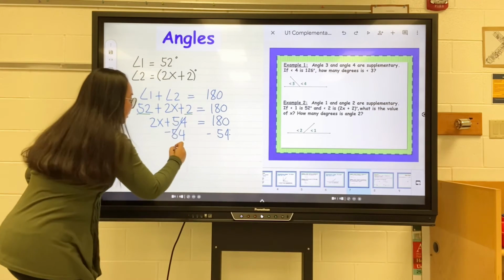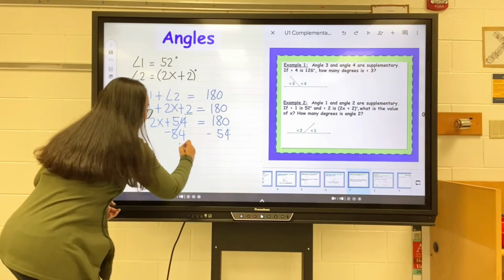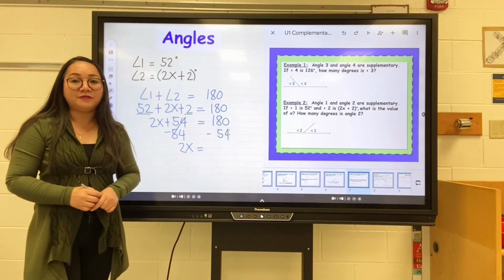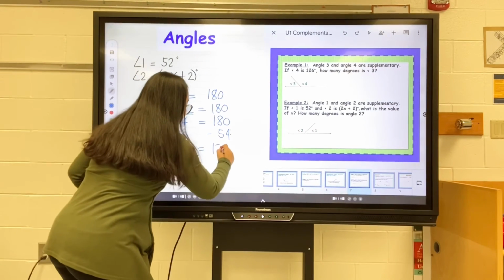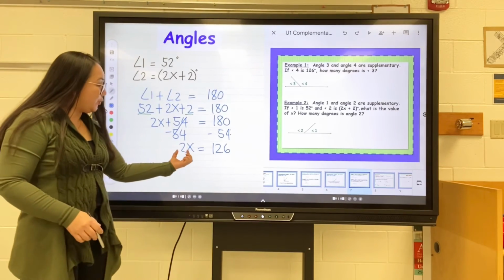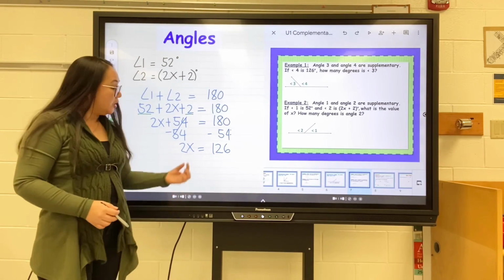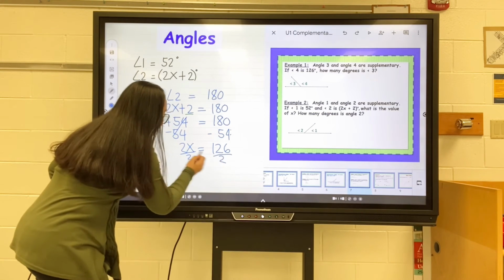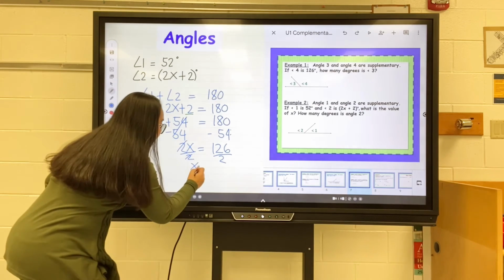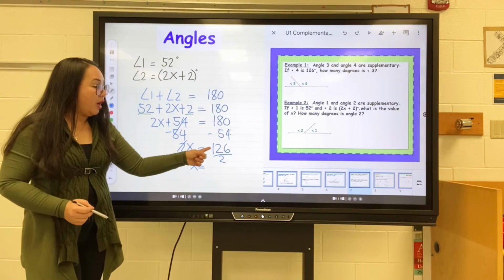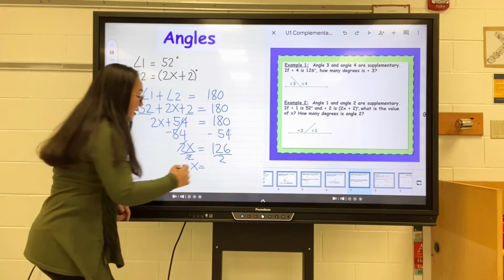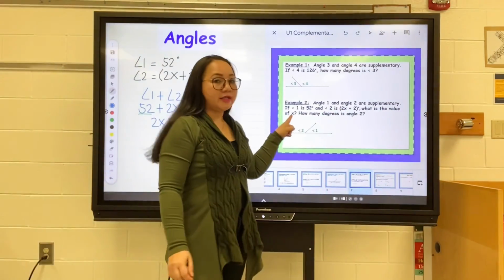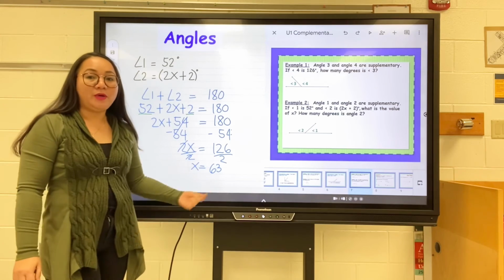Then cancel this out. The leftover on the left side is 2x. And on the right side, we have 180 minus 54 is 126. And then we have here 2x is equal to 126. So we need to isolate x. We have to divide both sides by 2. Cancel 2, leftover is x. Now the x is isolated. So 126 divided by 2 is 63. So the question, what is the value of x? We found out that x is equal to 63.